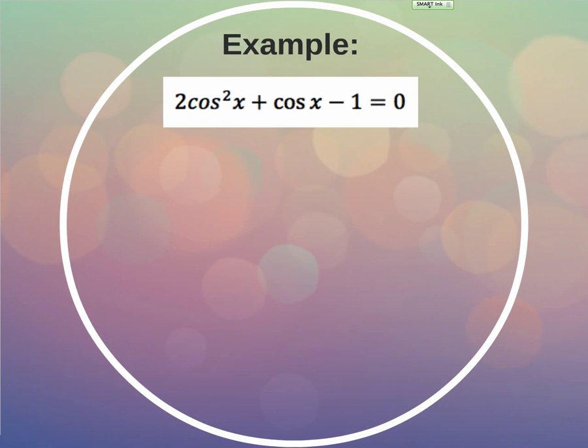So here we go. There's not a lot of note taking. It's mostly just let's get some examples and let's work with this. So it says 2 cosine squared x plus cosine x minus 1 equals 0.